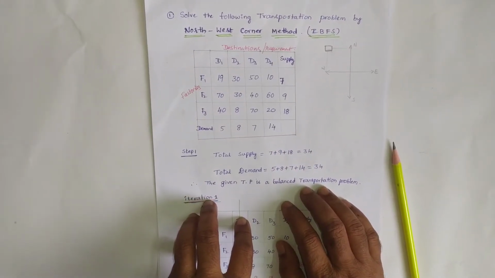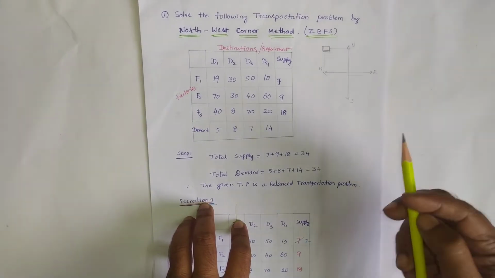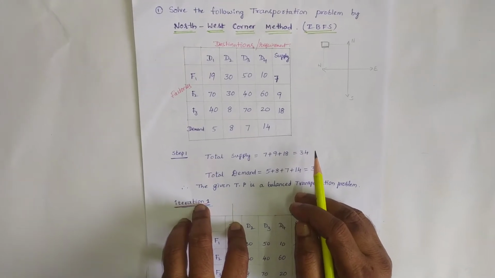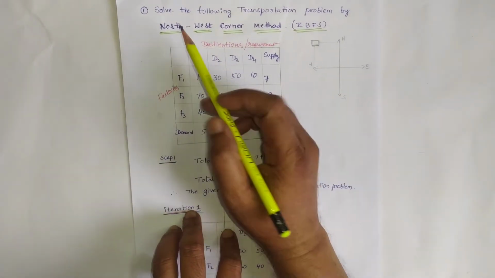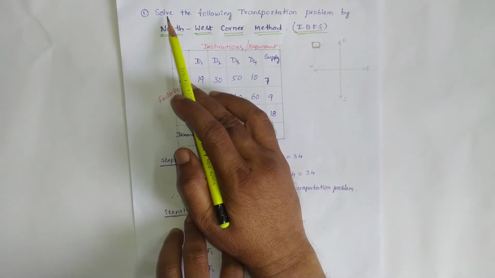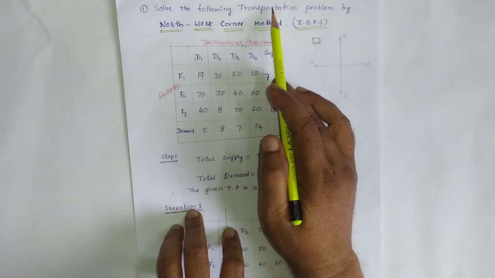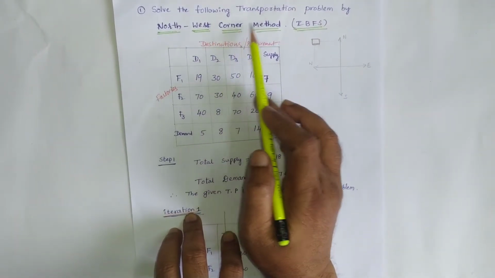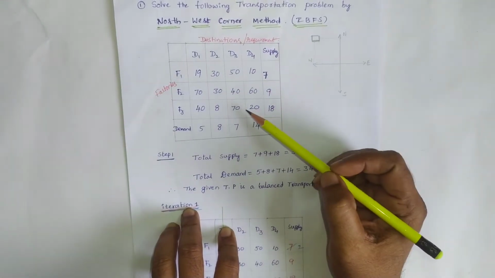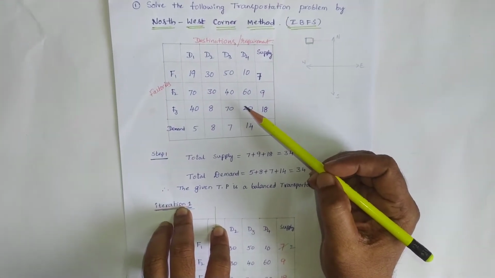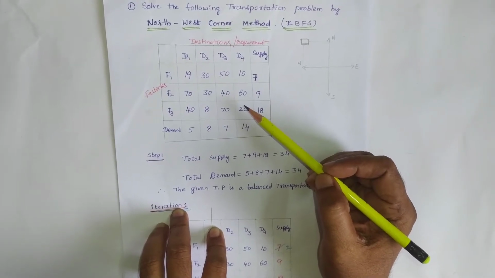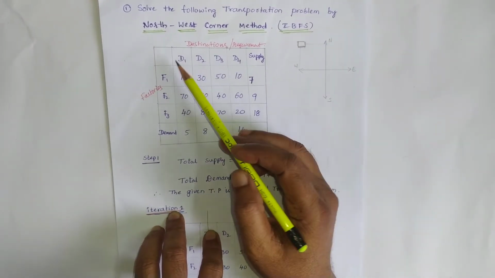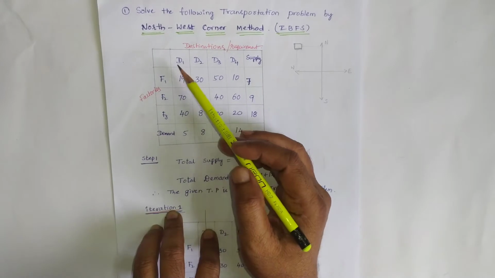Welcome all to this lecture. Today I am going to explain the transportation problem by the northwest corner method. Solve the following transportation problem by the northwest corner method. This is one of the methods used to identify the initial basic feasible solution for a transportation problem. Here the problem is given in matrix form.